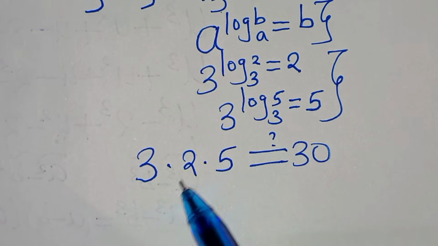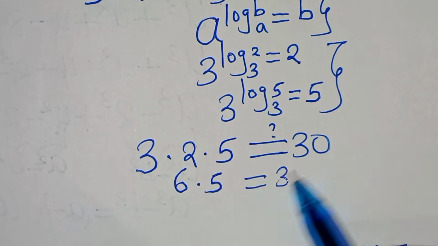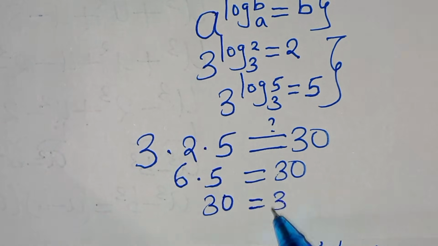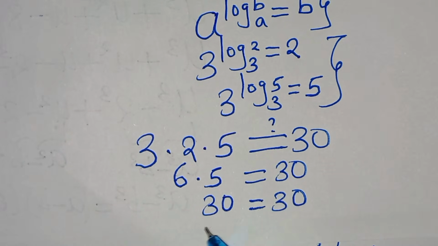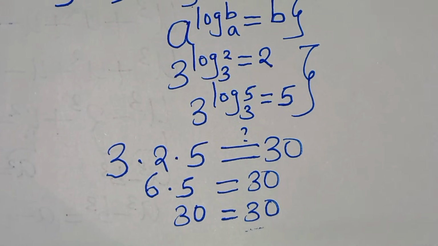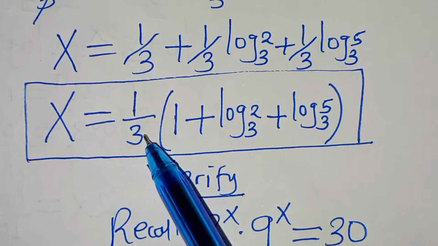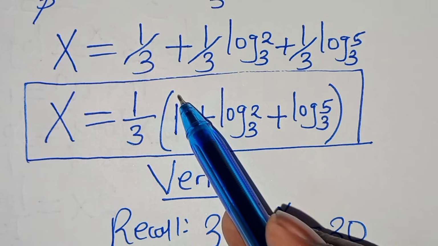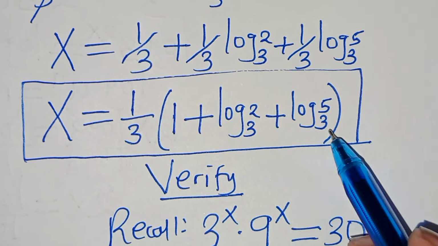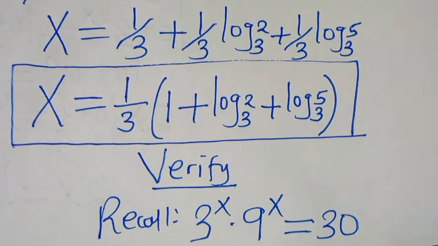3 times 2, this is 6 times 5. This should give us a value of 30. 6 times 5, this is 30, which is equal to 30. So the left hand side is equal to the right hand side. And this implies that the value of x here, which is 1 over 3, into the parentheses, 1 plus log 2 to base 3 plus log 5 to base 3, actually satisfies the equation.